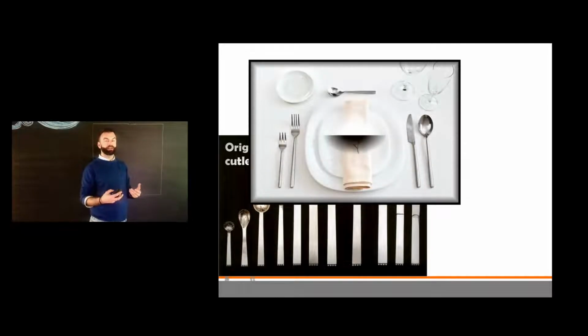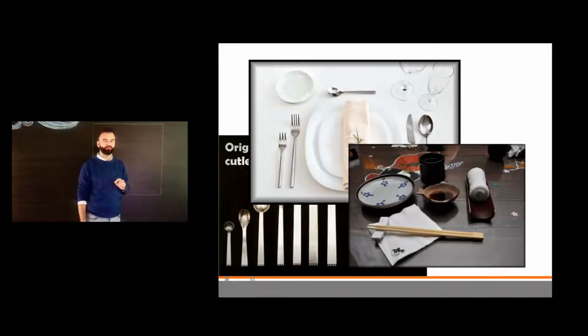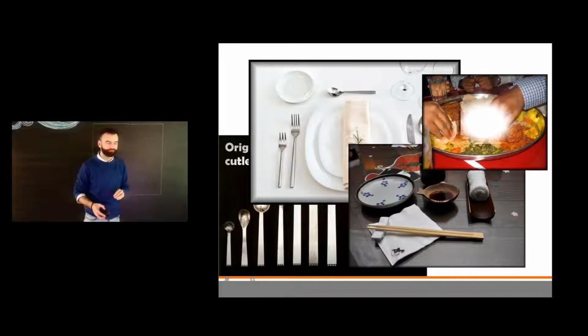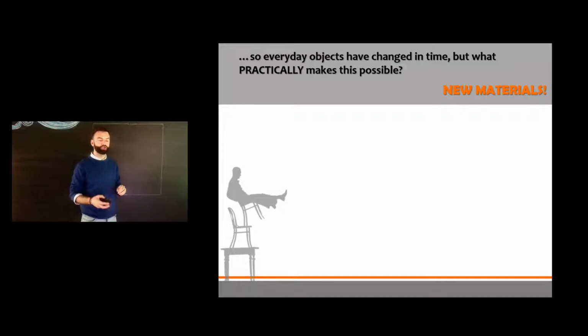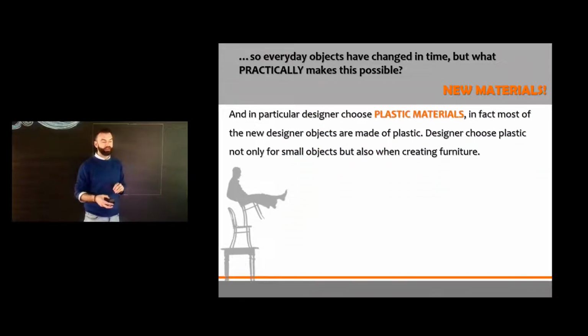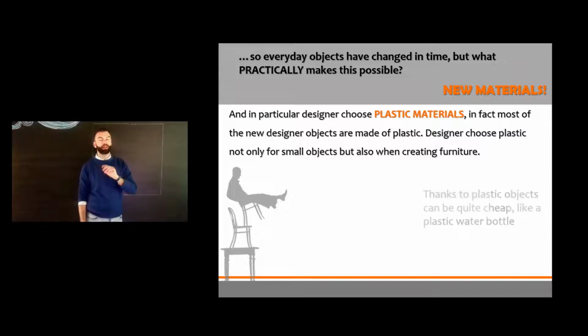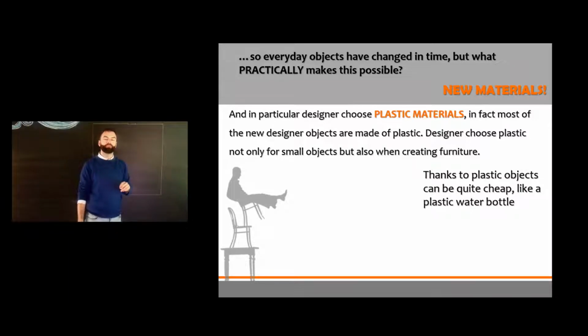So, everyday objects have changed in time, but what practically makes this possible? New materials. In particular, designers choose plastic materials. In fact, most of the designer objects now are made of plastic. We are surrounded by plastic. It's incredibly common. Designers choose plastic not only for small objects, but also when creating furniture like sofa, chairs, etc. Thanks to plastic objects, they can be quite cheap with things like a plastic water bottle.